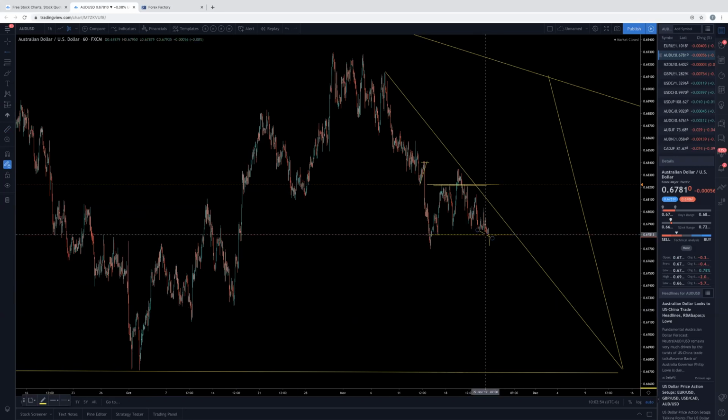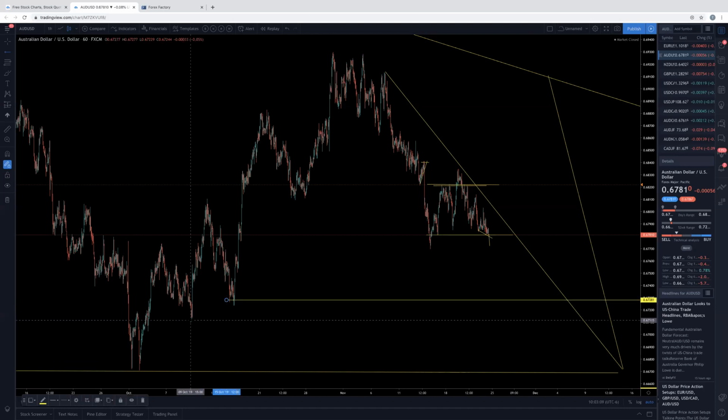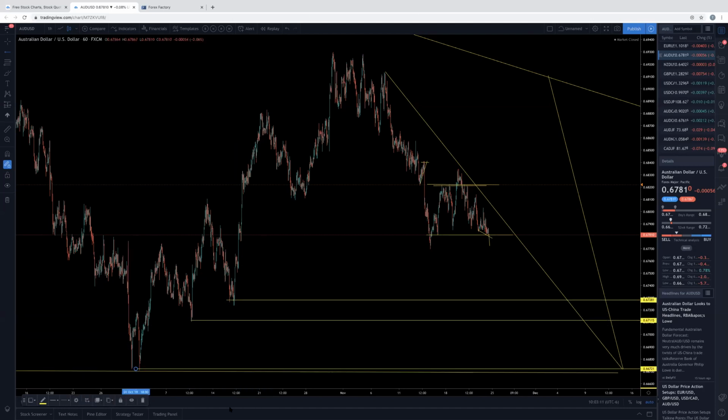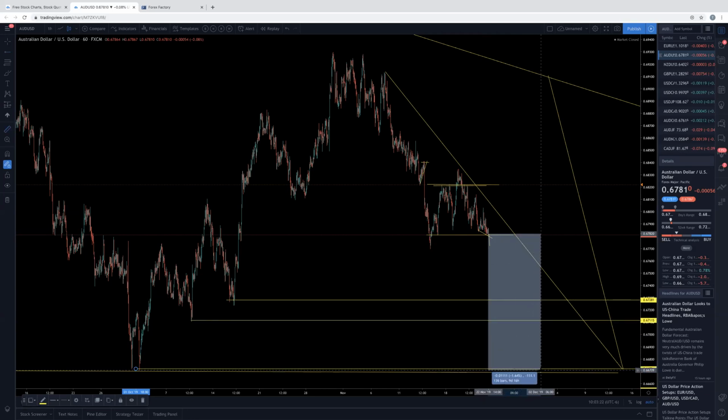So entry here, let's say I enter here on the break. For my first TP, me personally, you can either look at the top or you can look at the bottom. I'll look at the bottom because I want as many pips as I can. This will be 1, this will be 2, this will be 3. Does that make sense? So TP1 from my entry, if I enter now, is 50 pips. TP2, 70. TP3, 110, 120. Does that make sense?